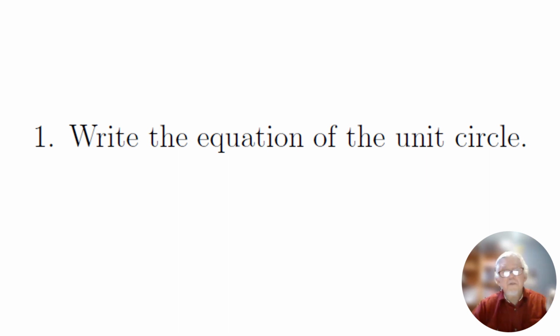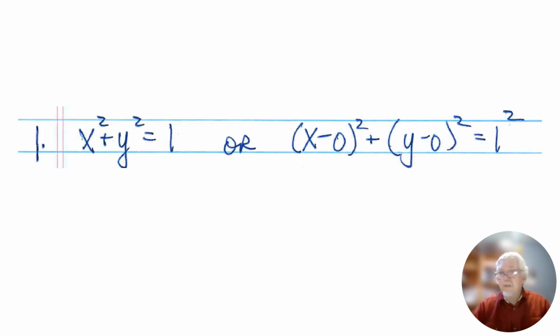All right, so I've asked just a few questions. Write the equation of the unit circle. Why? This is trigonometry based on the unit circle. So let's look at that. It's all based on that. The unit circle has this equation, x squared plus y squared equals 1.